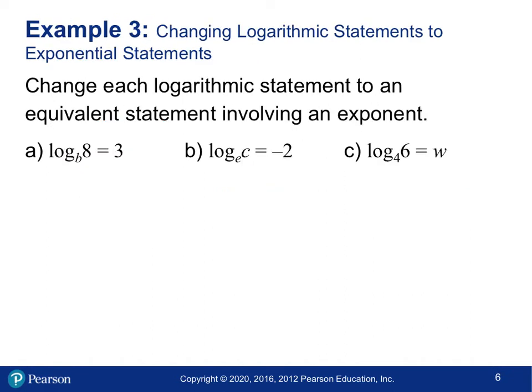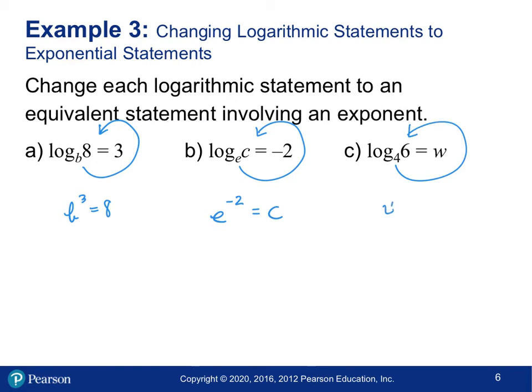All right, for example 3, change each logarithmic statement to an equivalent statement involving an exponent. So when we're going to write them, again, like that, b to the third power is equal to 8. Because it's ln, log base e, which I don't even know why they wrote that, e to the negative 2 equals c. It should be ln instead. And this one would be 4 to the w is equal to 6. So just make sure you know how to write it from log form to exponential and vice versa. Now we're going to work some more problems with it.